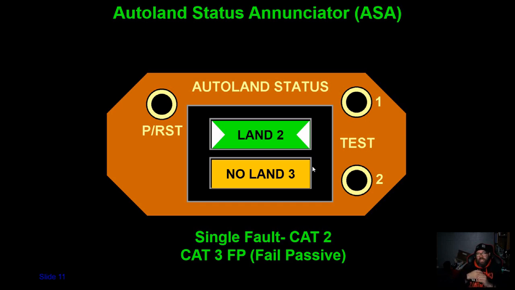If I can do a Cat 3, I can obviously do a Cat 2. So in this particular case, this is telling me the aircraft is in what is called a fail passive mode for Cat 3. What that means is one of the systems that the ASA monitors has an issue. It's either inoperative or it's broken in some way, shape, or form. And I can only do the fail passive numbers in the op spec.